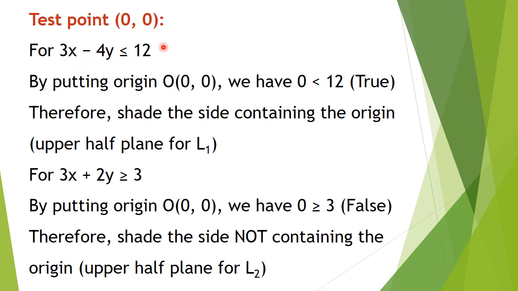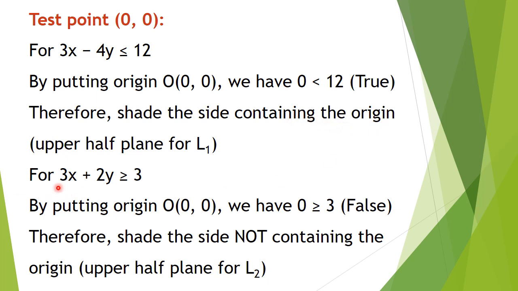We will put x equals 0 and y equals 0. After putting this value, we have the statement that 0 is less than or equal to 12. Students, now if this statement is true, then we will shade the side containing the origin. And if that is false, then we will shade the side not containing the origin. So here it is true, so we will shade the part of the graph which contains the origin.